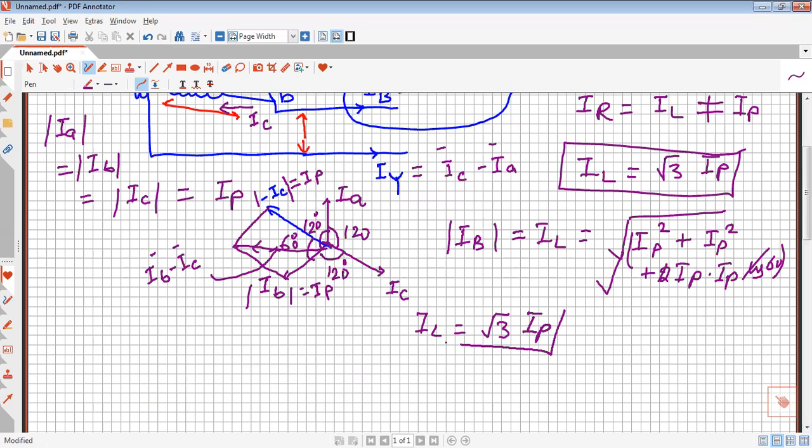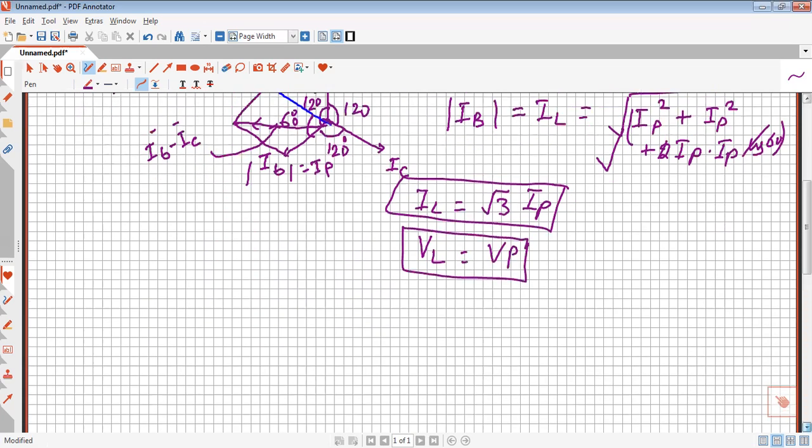So this is our relation for delta connection. In delta connection, line current is root 3 times phase current, but line voltage is equal to phase voltage. This is just the reverse of the star connection. In a star connection, line voltage was equal to root 3 times phase voltage and line current was equal to phase current. But here it is just reverse. You can very easily remember it.